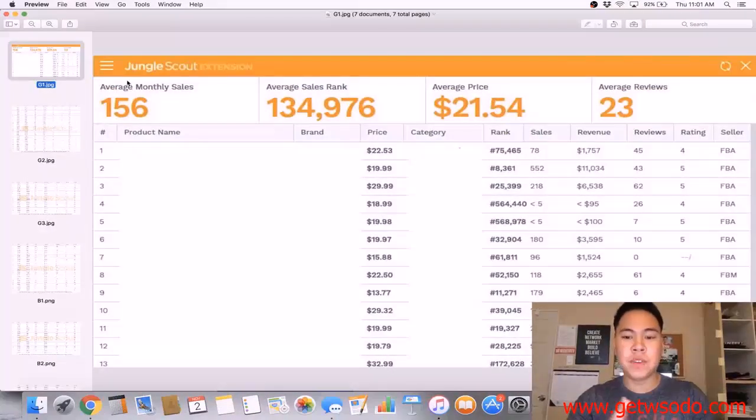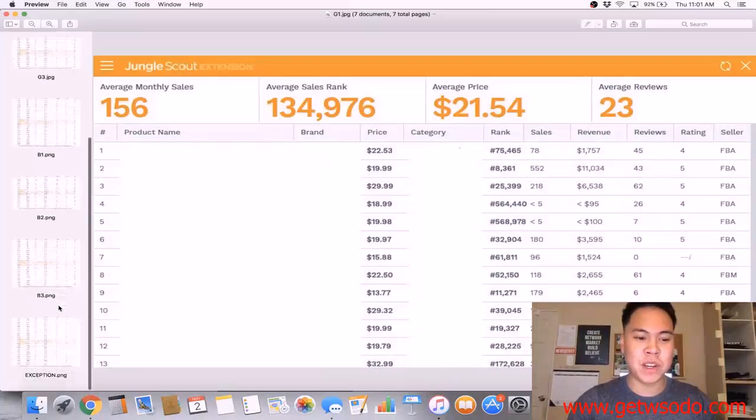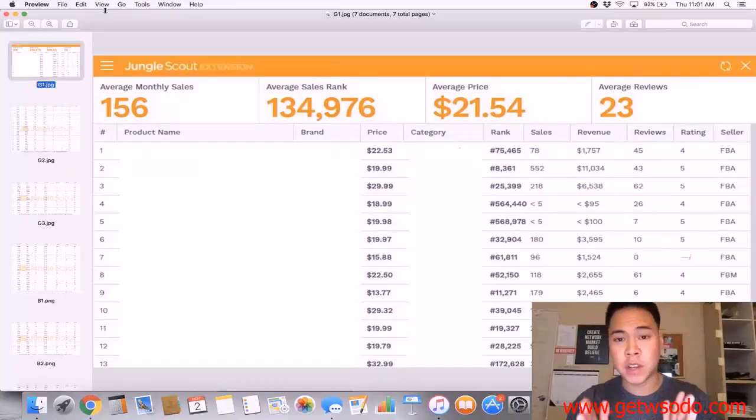Perfect. All right, so you'll notice here on the left hand side you'll see G1, G2, G3, meaning good, good, good, bad, bad, bad, and then we'll be talking about the exception down here. So I'm going to show you guys 3 good Jungle Scout data screenshots, and then 3 bad ones, and then 1 exception. Okay, so let's look at the first one.